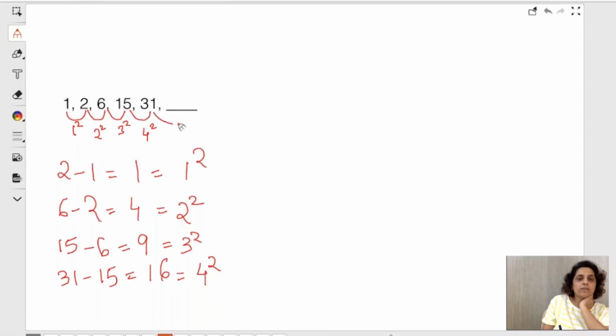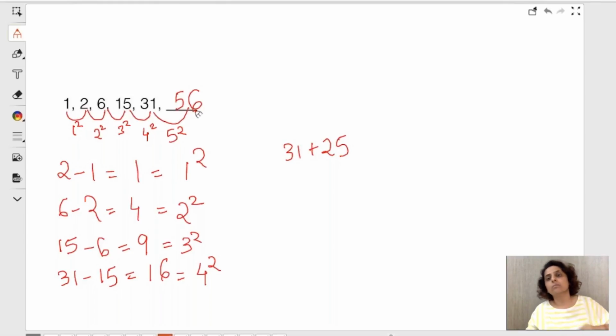So the difference between this number and the next number would be 5 square. 5 square means 5 into 5, 25. So the next number will be 31 plus 25. So the answer to this question would be 56.